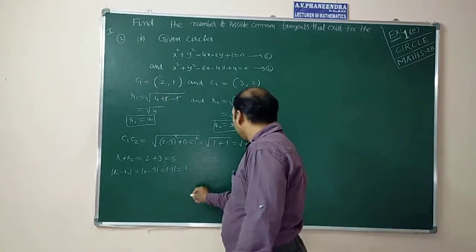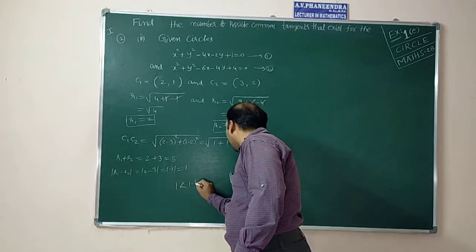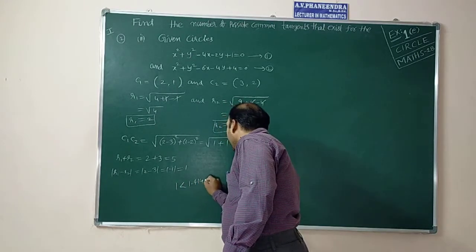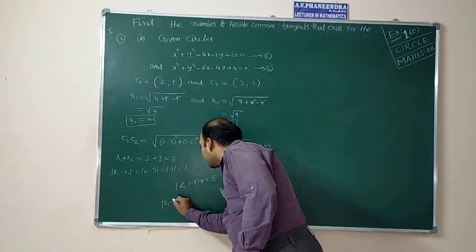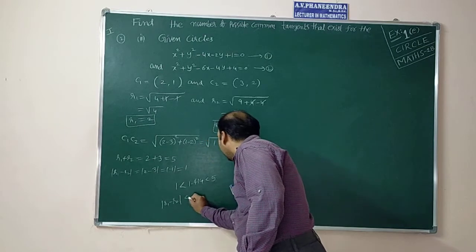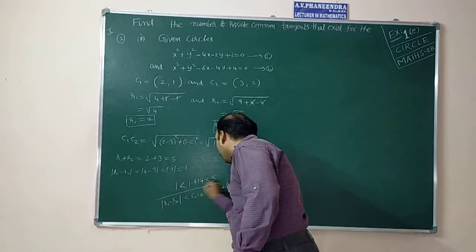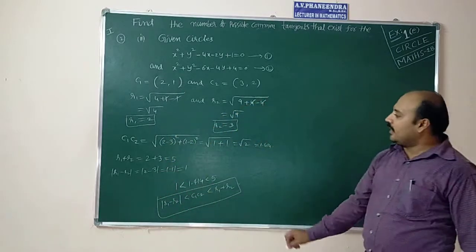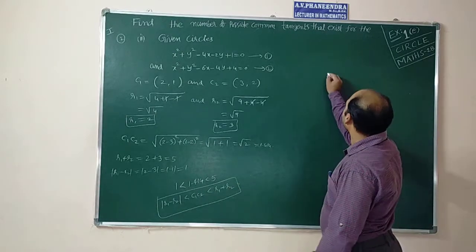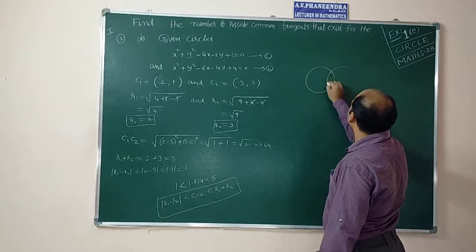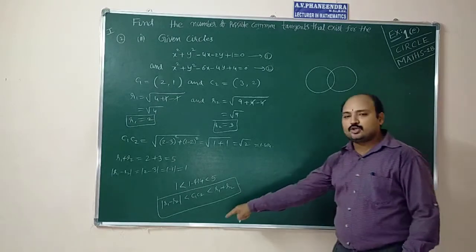So from this data we will observe that 1 is less than 1.414 is less than 5. So we can write it as mod R1 minus R2 is less than C1C2 is less than R1 plus R2. We have one of the conditions in the relative position of two circles. That means whenever these conditions are there, the two circles intersect in two distinct points.